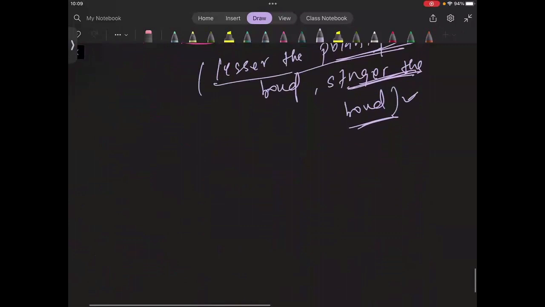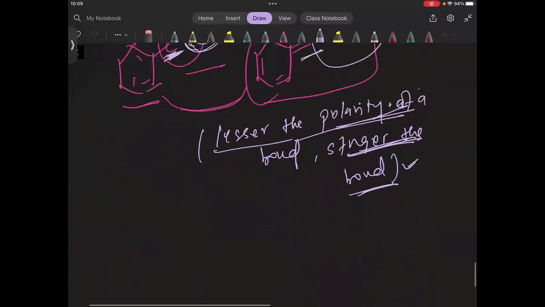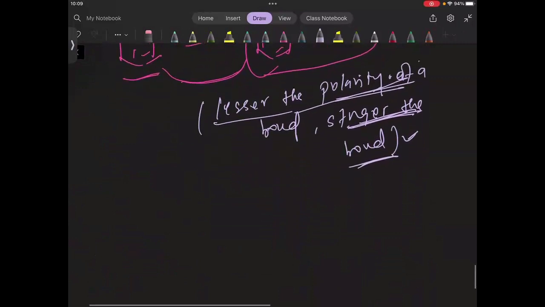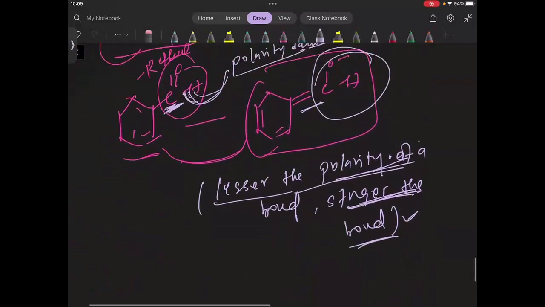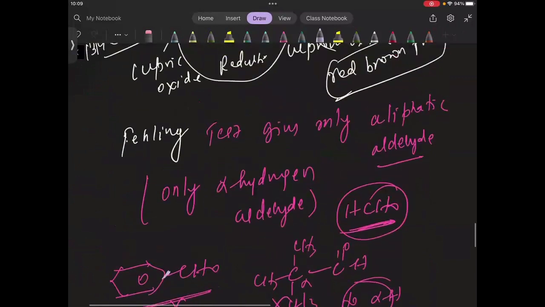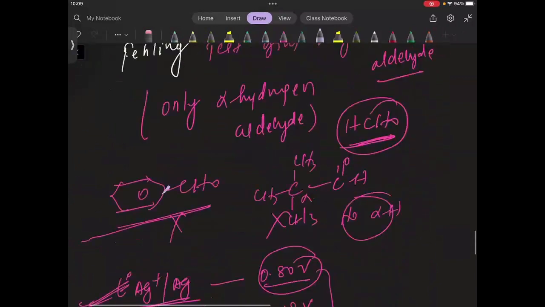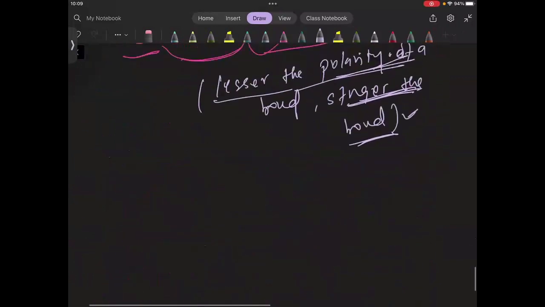Okay. Now I hope you understood the concept of the Fehling solution. Now we go to the reaction of the Fehling solution. See here, students, you can write the reaction of the Fehling solution here.